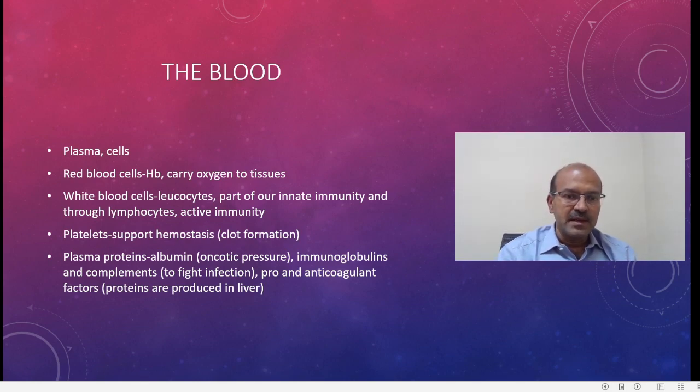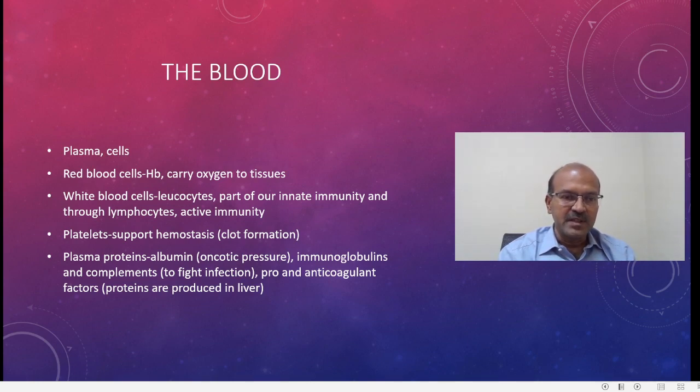White blood cells are a defense mechanism. So the leukocytes, the neutrophils and monocytes play a part in the innate immunity, and through memory cells and T lymphocytes and B lymphocytes, they play a role in active immunity. So if we have a deficiency of white blood cells, our immune system is weaker.